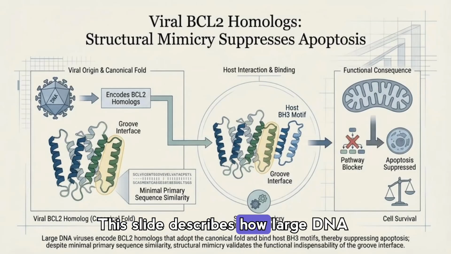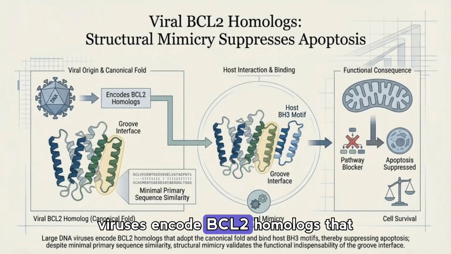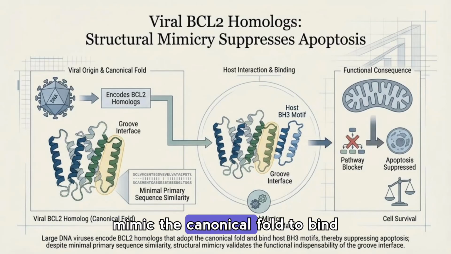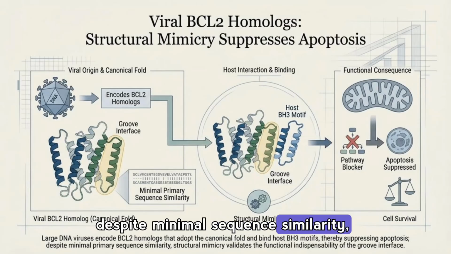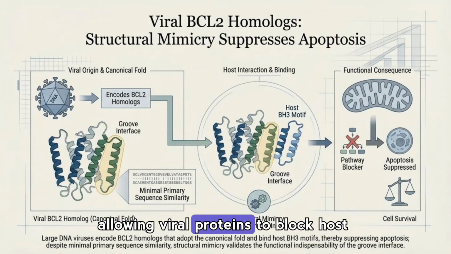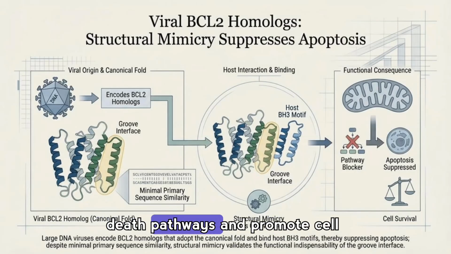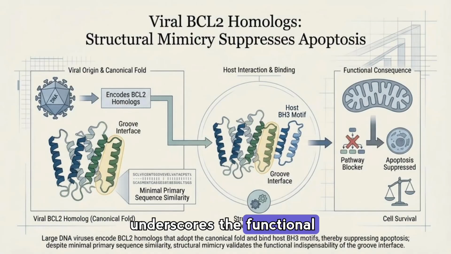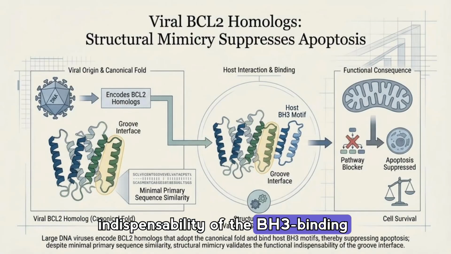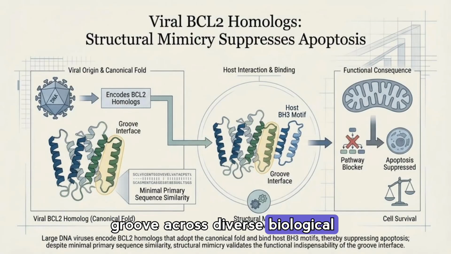This slide describes how large DNA viruses encode BCL2 homologs that mimic the canonical fold to bind host BH3 motifs and suppress apoptosis. Structural mimicry validates the groove interface despite minimal sequence similarity, allowing viral proteins to block host death pathways and promote cell survival during infection, which underscores the functional indispensability of the BH3 binding groove across diverse biological contexts.